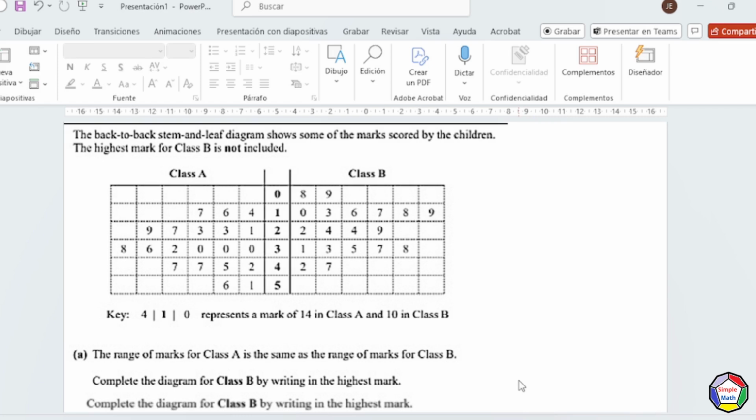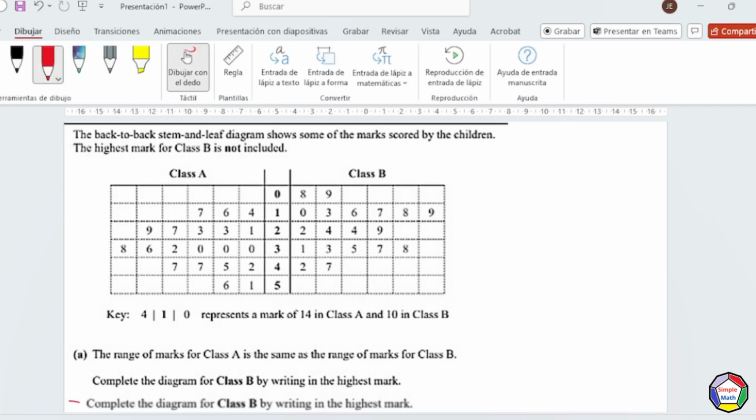So I'm going to explain this task we have to solve. Complete the diagram for class B by writing the highest mark. How do we know which is the highest mark? We need to read the information provided. We need to consider the key and the word range. Remember that the range is the biggest number minus the smallest.